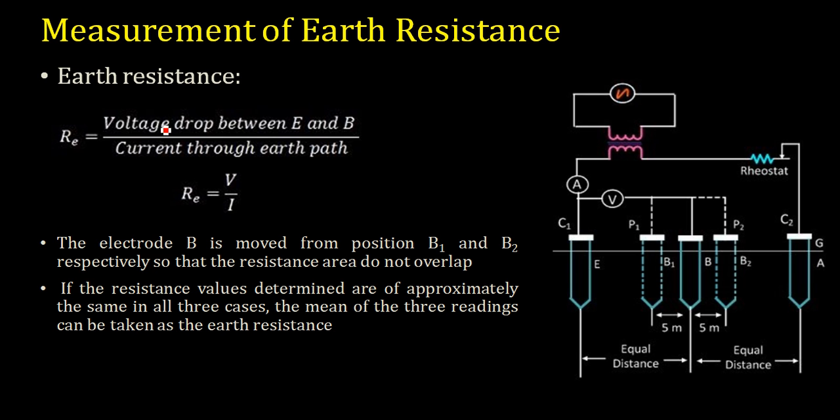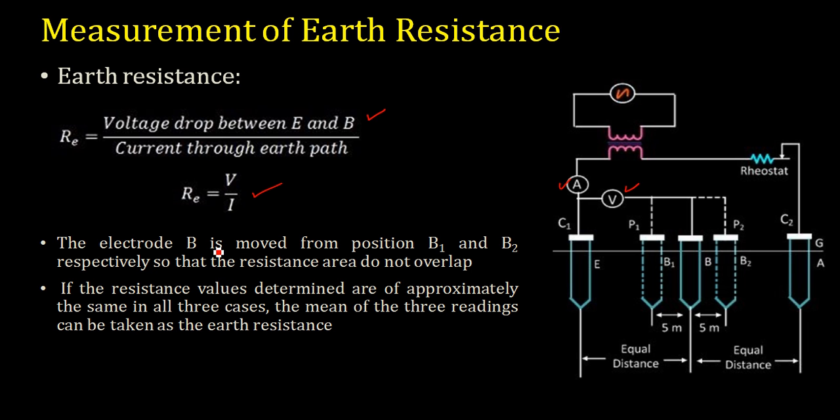Now how do you measure the earth resistance? Now we have already provided provisions to measure the voltage drop between E and B. So you have a voltmeter available here, and also the current through the earth path between E and A is measured with the help of this ammeter. So once we have voltage and current, resistance is provided by the equation V by I. So it's a simple process.